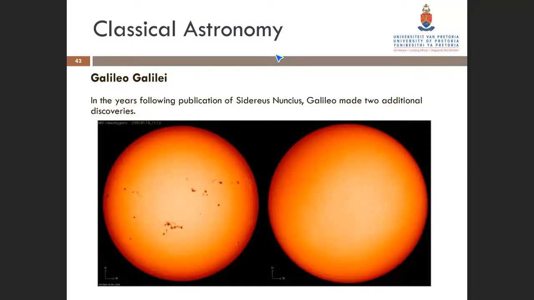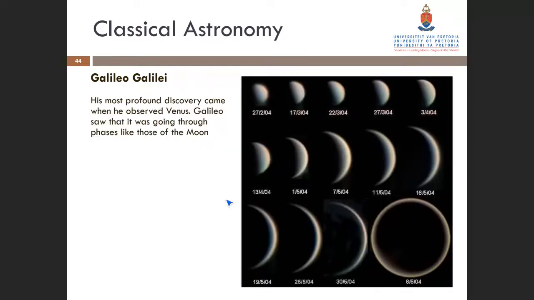In the years following the publication of Sidereus Nuncius, Galileo made 2 additional discoveries. From this image, can you guess what one of these discoveries is? Yes, sunspots. Through his telescope, he discovered sunspots. And the second discovery is that Venus had phases that look like the phases of the moon. Did you guys know Venus had phases?